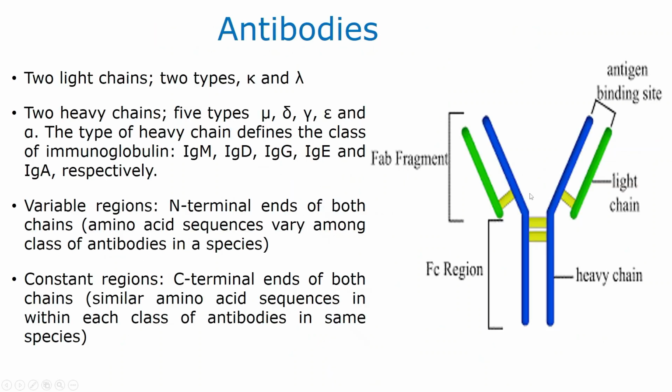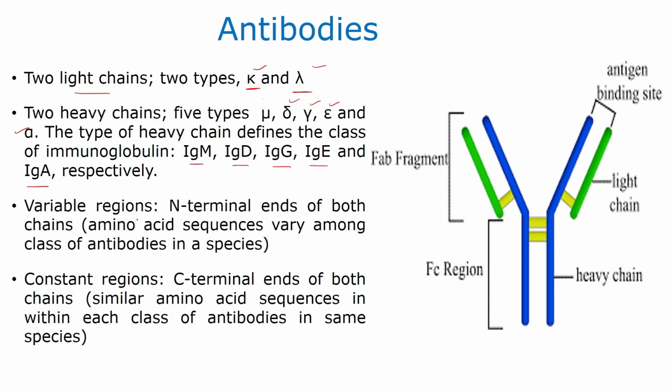Okay, now as I told you, an antibody has two light chains, which can be either kappa or lambda. The two heavy chains are of five types: mu, delta, gamma, epsilon, or alpha, and the type of heavy chain defines the class of immunoglobulin. So IgM will have mu, IgD will have delta, IgG will have gamma, IgE will have epsilon, and IgA will have alpha heavy chains. Okay, so this is how they are called. Light chains are of two types, kappa and lambda, whereas heavy chains are of five types: mu, delta, gamma, epsilon, and alpha.